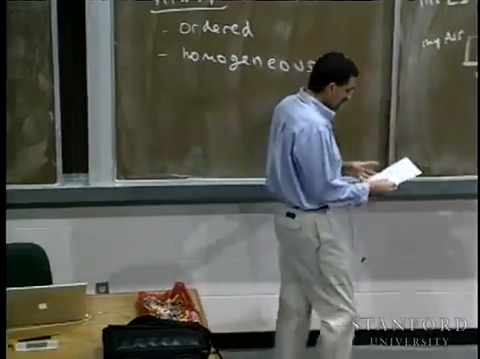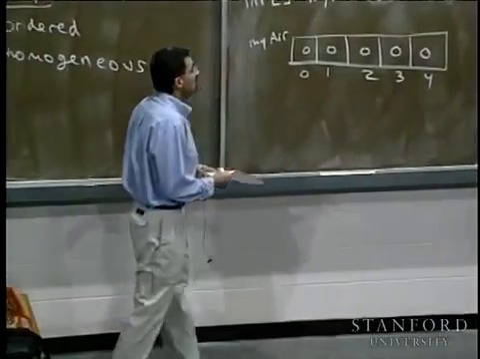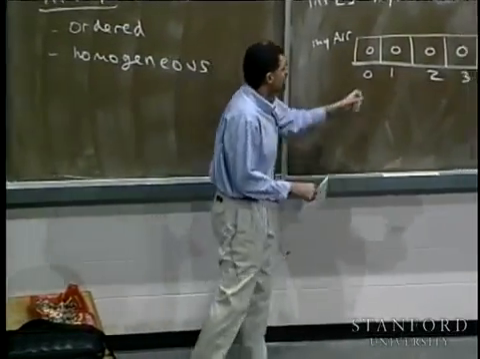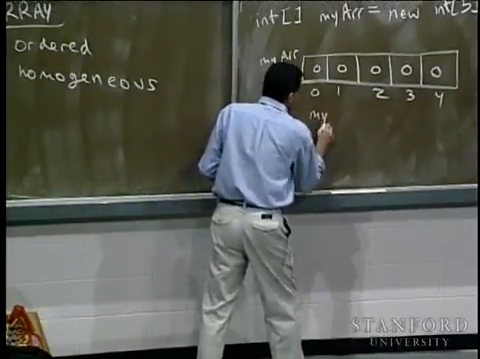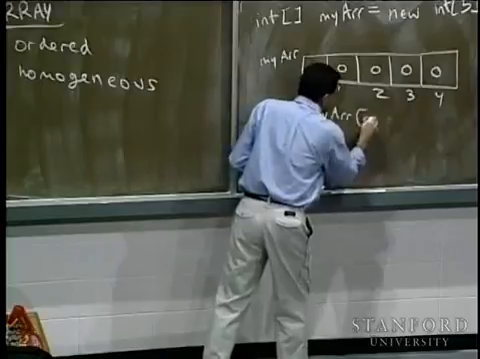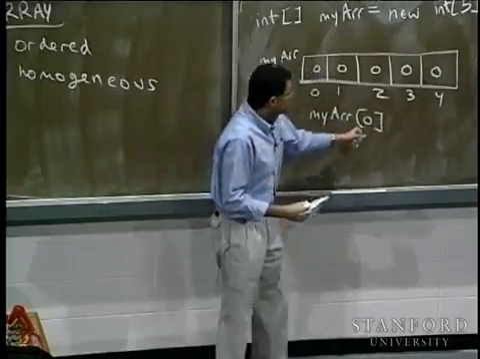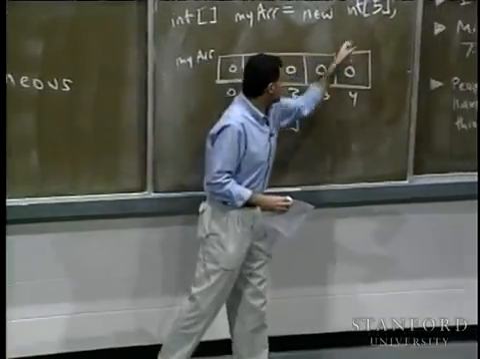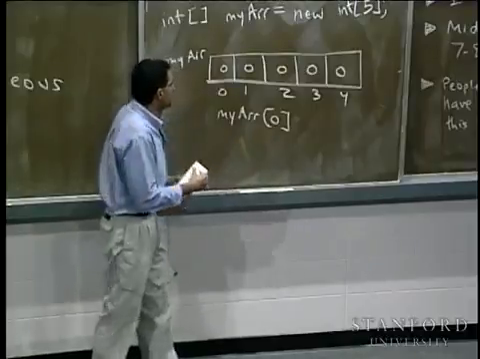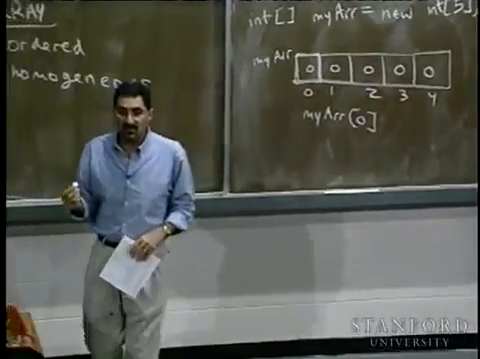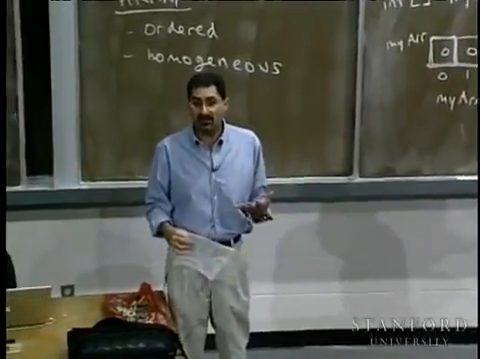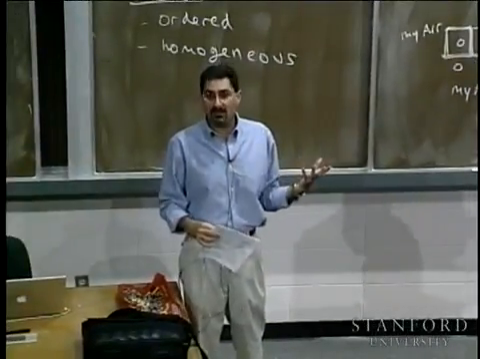Okay? So how do I refer to these individual elements? The way I refer to the individual elements is through the indexes. Okay? So I could say something like myArr 0. And I put this inside square brackets. So it's square brackets over here and square brackets over here. And what this is now referring to is this particular cell, which stores one integer, which means I can use that just like I would use a variable of type int anywhere else in my program.